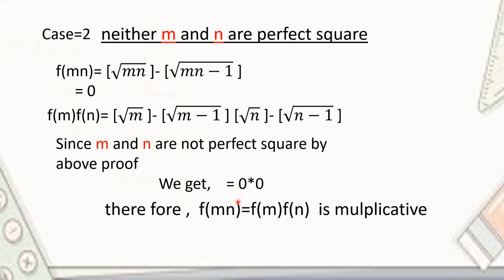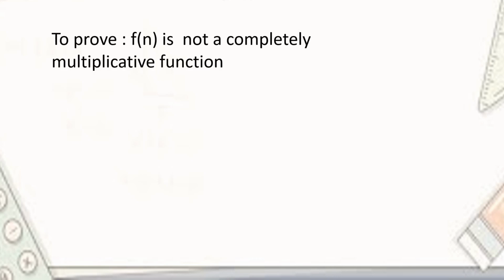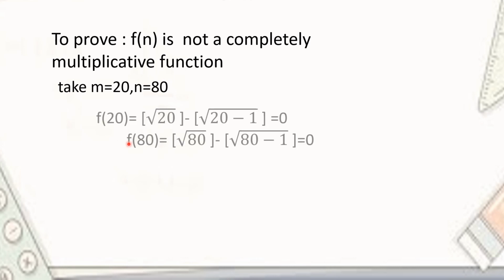So we'll see what about completely multiplicative function. Now we will prove that f of n is not a completely multiplicative function by using a counterexample. Let us take m is equal to 20 and n is equal to 80, and we will put these values in the defined function. That is, f of 20 is equal to the integer part of root 20 minus the integer part of root of 20 minus 1, which is nothing but 0.